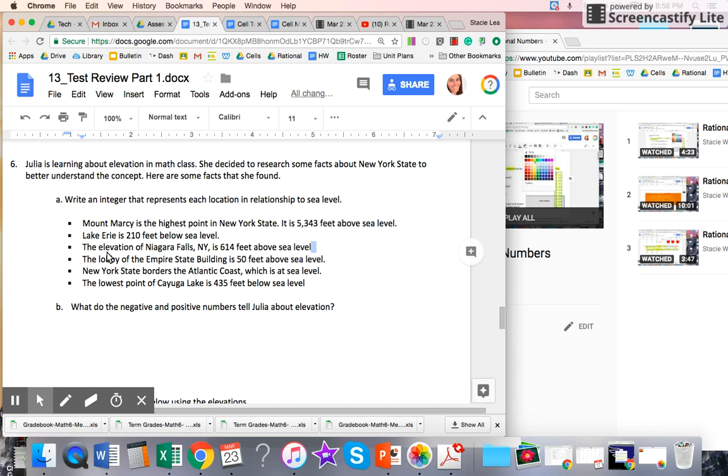All right, Julia's learning about elevation in math class. She decided to research some facts about New York State to better understand the concept. Here are some facts she found. So far, I feel like none of that needs to be highlighted. Write an integer that represents each location and its relationship to sea level. Now we're talking. Integer.